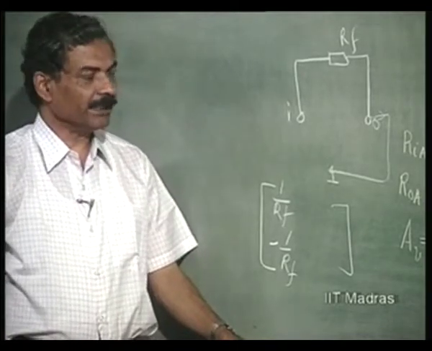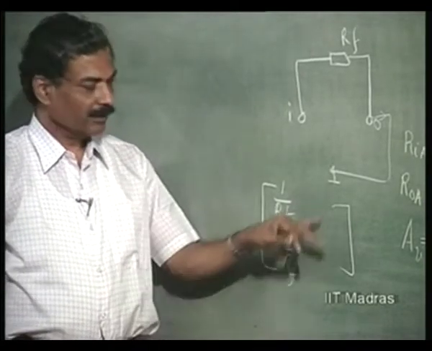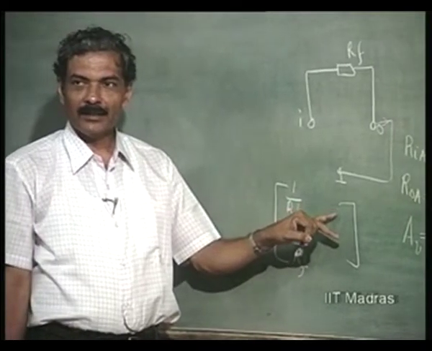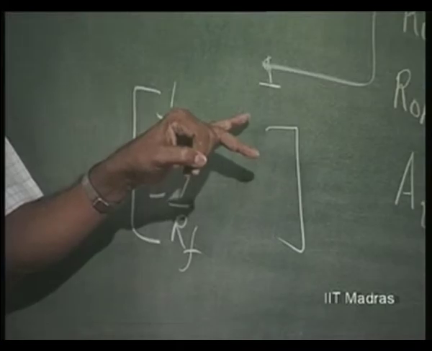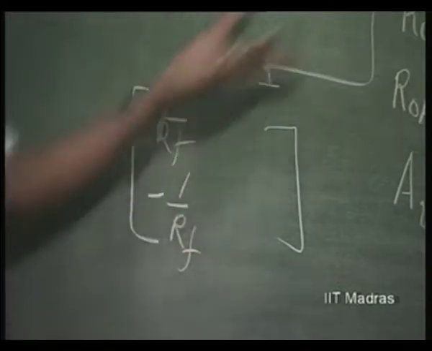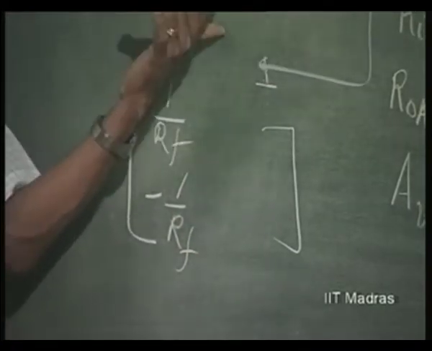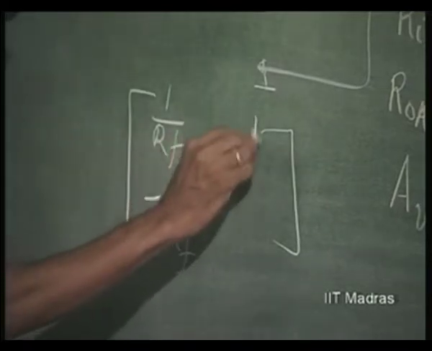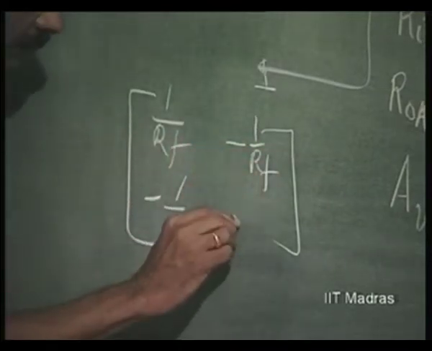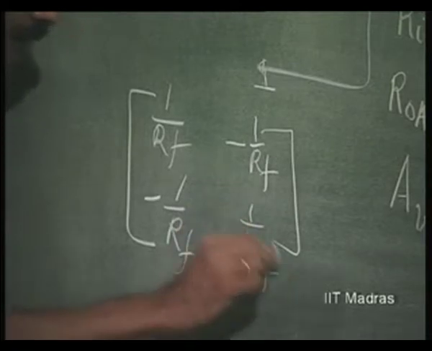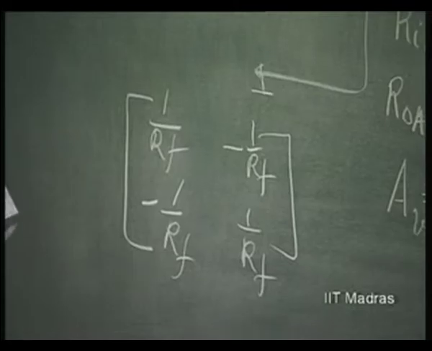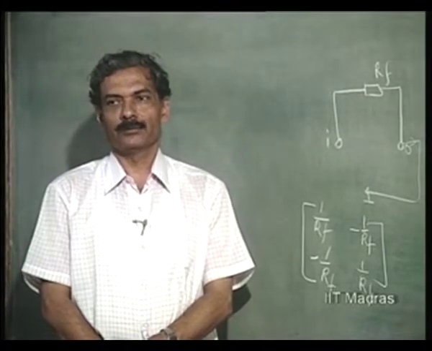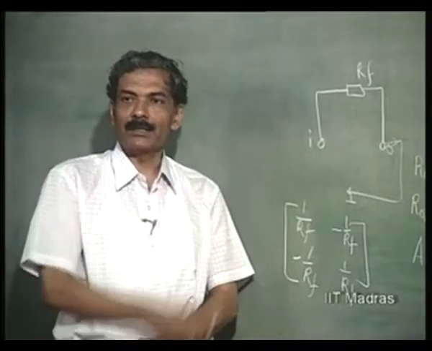Since this is a symmetric network, Yi is the same as Yo, and Yr is the same as Yf. This is perfectly symmetric. Input and output can be interchanged. So, minus 1 over RF, plus 1 over RF. So, it is very simple to write the Y parameter of this network. So, this is the Y parameter.